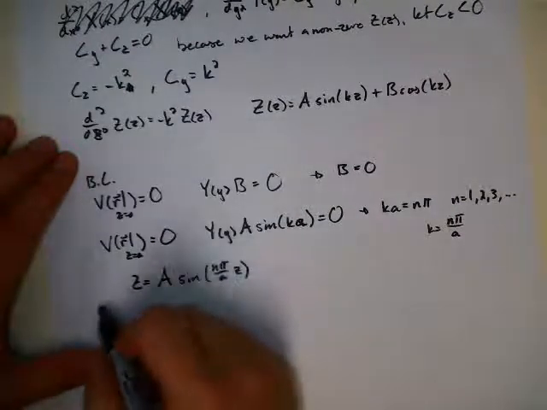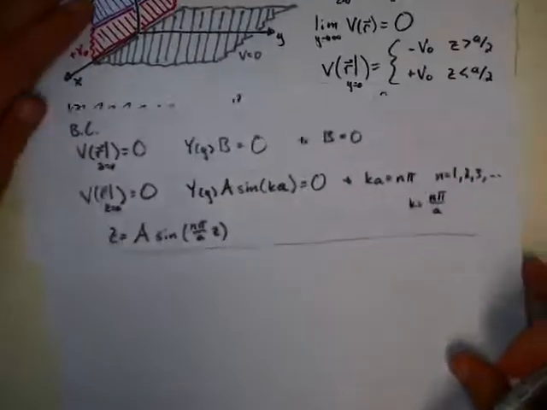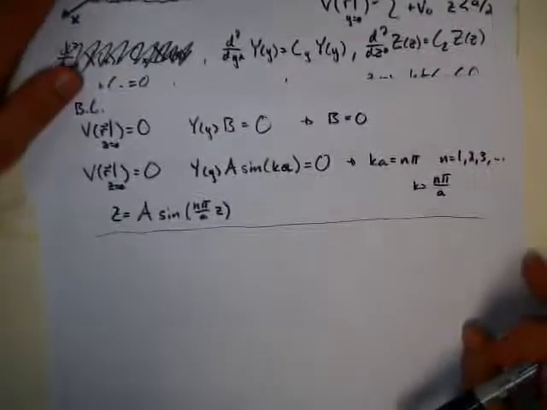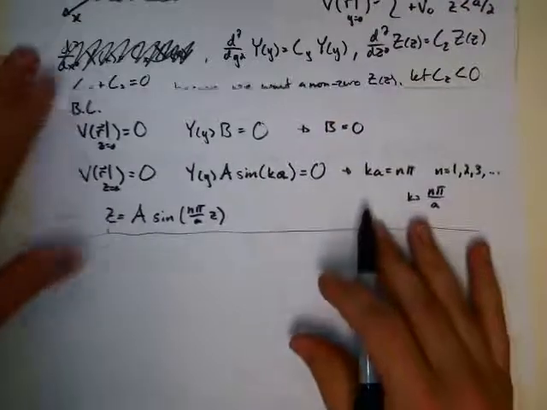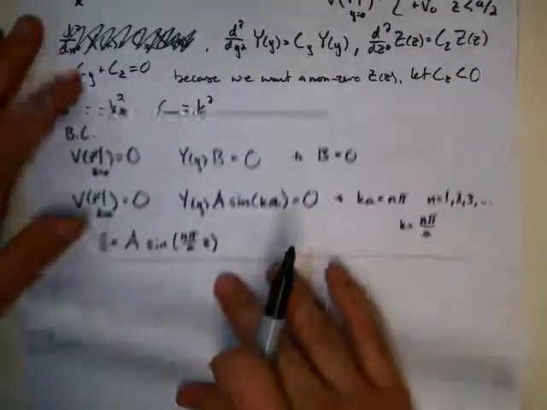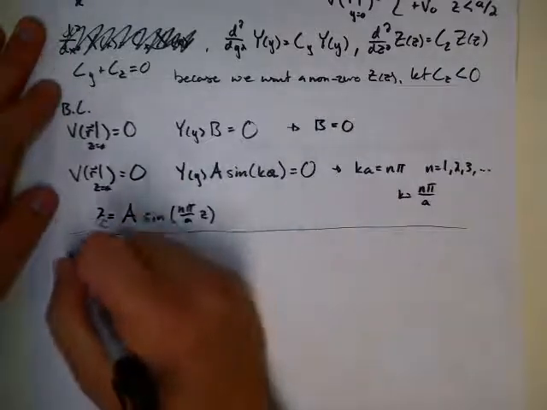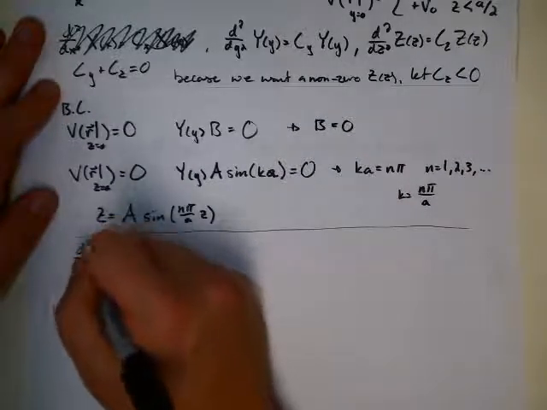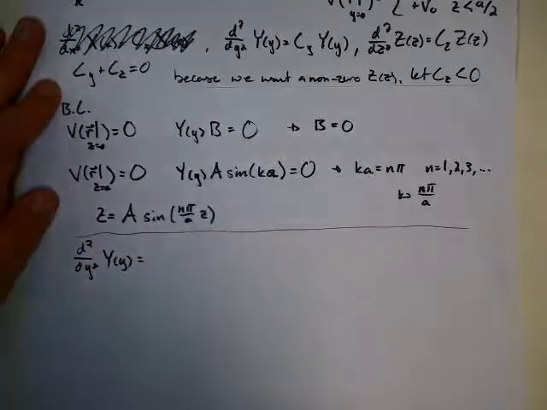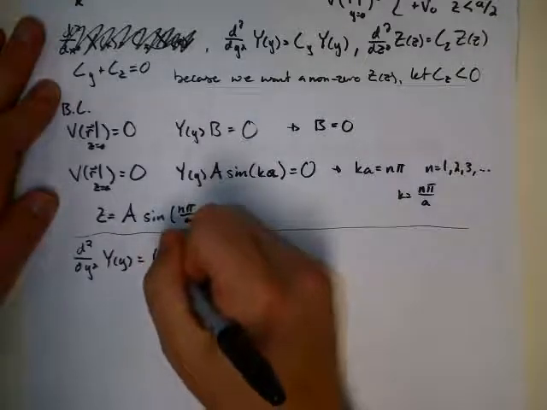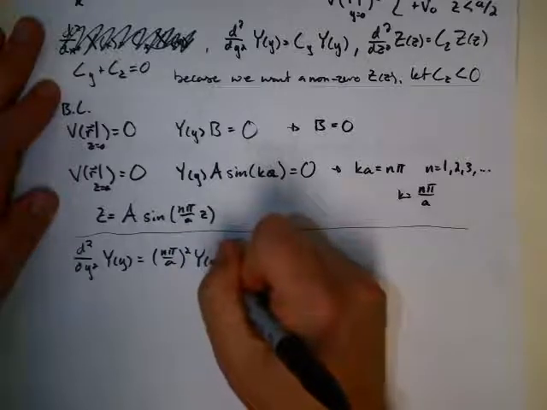Now we're going to look at the y differential equation. When we look at it here, we're going to recopy it, but remember that our C_y is a positive k squared. So when we copy that down, we get that the second derivative with respect to y of capital Y of y is equal to n pi over a quantity squared, times capital Y of y.